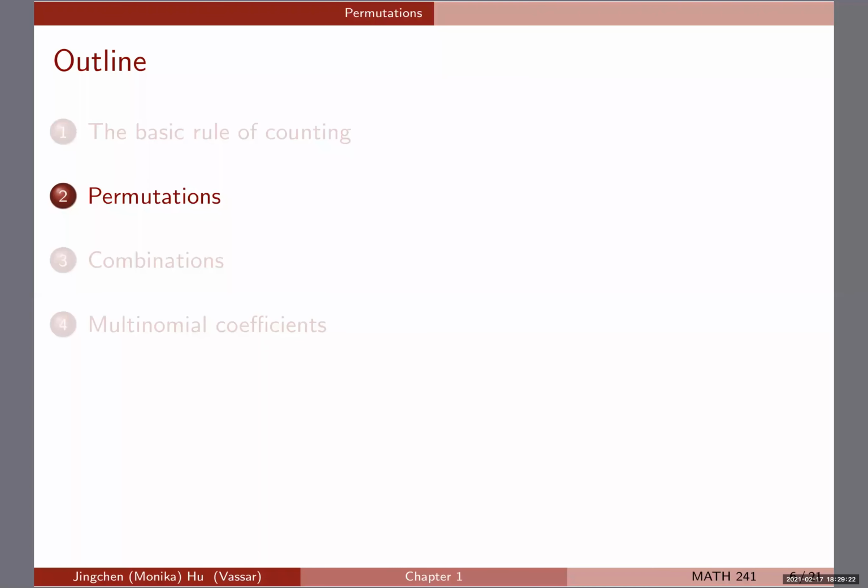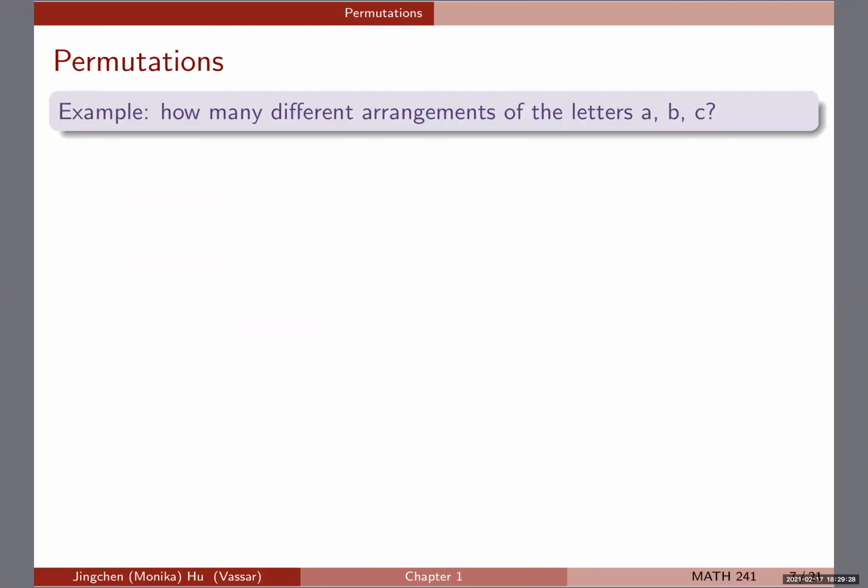With the basic rule of counting and then the generalized rule of counting, we're ready to talk about permutations. Okay, so permutations, we're going to start with the definition, but then we're going to use an example to introduce the definition. How many different arrangements of the letters A, B, C? Okay, so arrangements. And we have 3 different letters that we're making arrangements with.